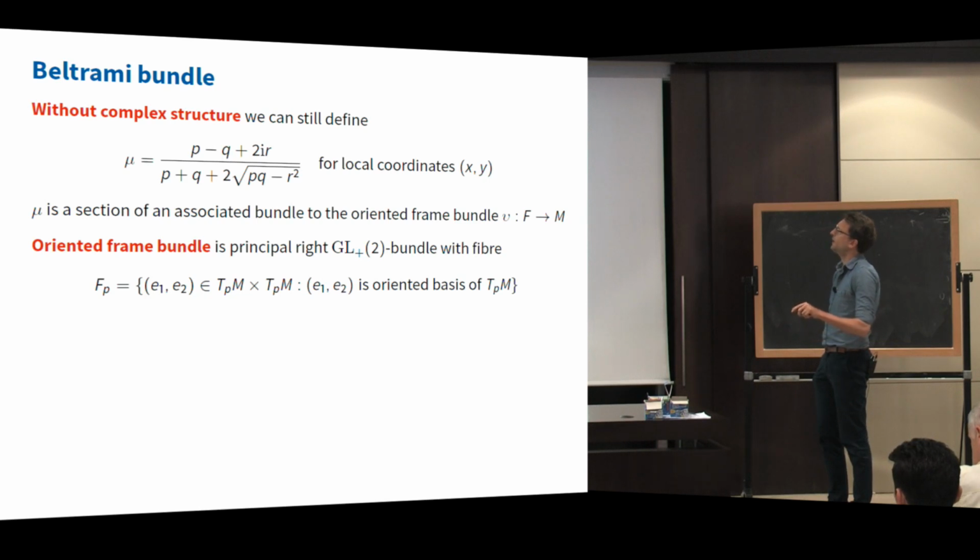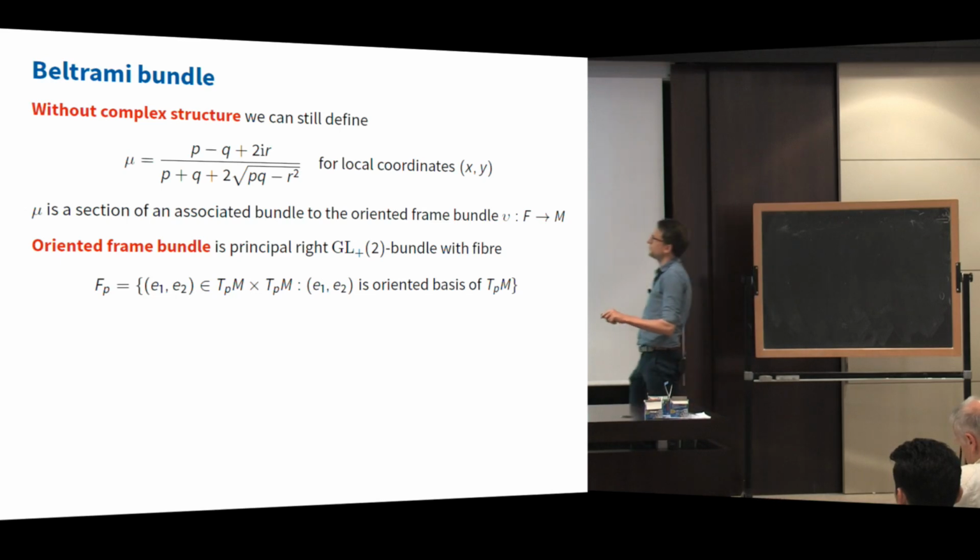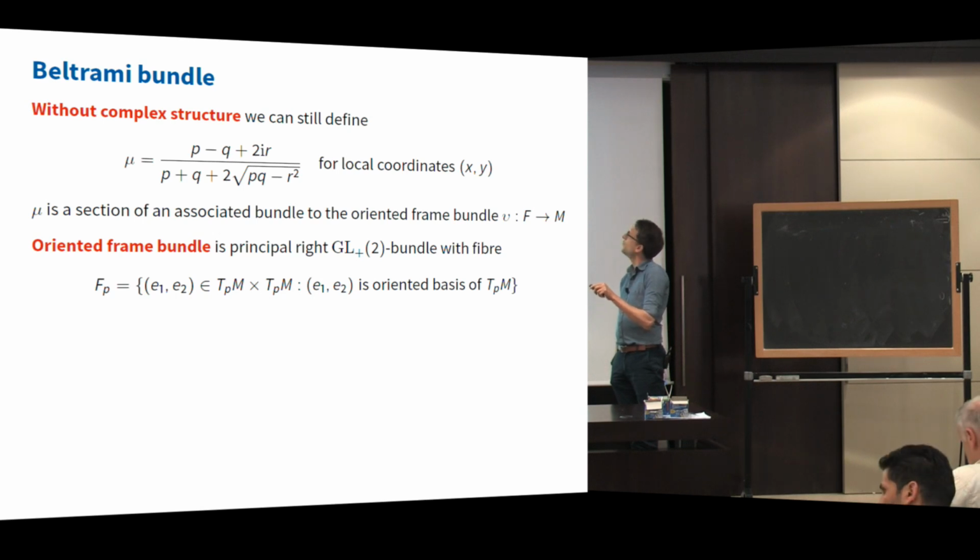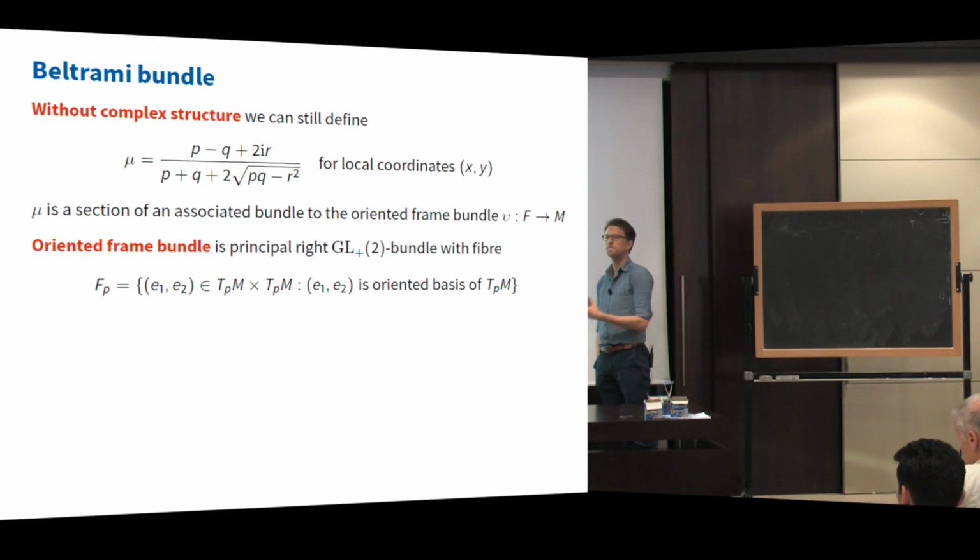I want to think of mu as being associated to, well, what do I need? Now I need to cook up some fiber bundle. I need some action of the structure group GL+2 on the space where mu takes values, which, if you compute, has modulus less than 1. So this takes values in the open disk in the complex plane. So what we need is an action of GL+2 on the disk.